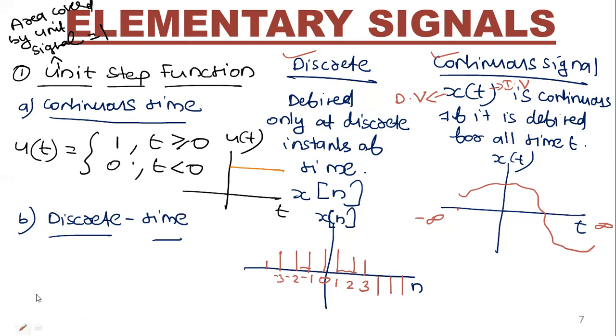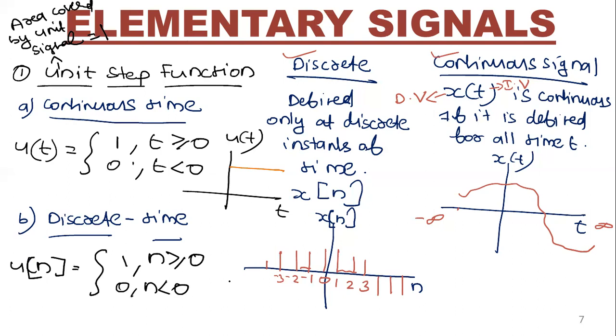Now coming to the discrete representation. How will you represent it? u of n, with square brackets like this. u of n is equal to 1 for n greater than or equal to 0. You know it is discrete values, not every instant of time like 0.2, 0.3 and so on. And it is 0 for n less than 0.